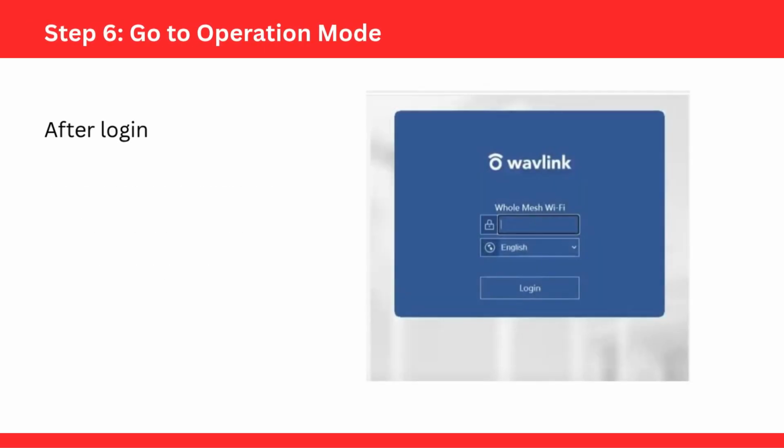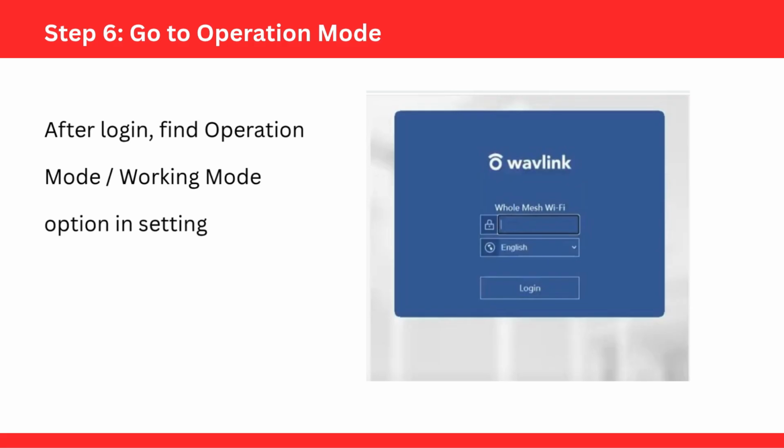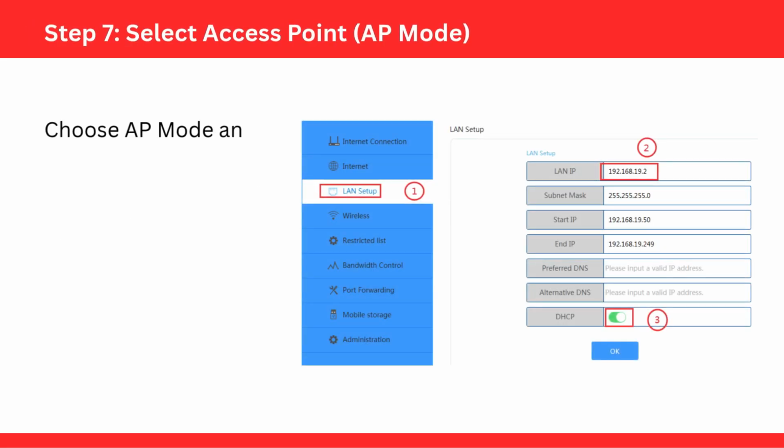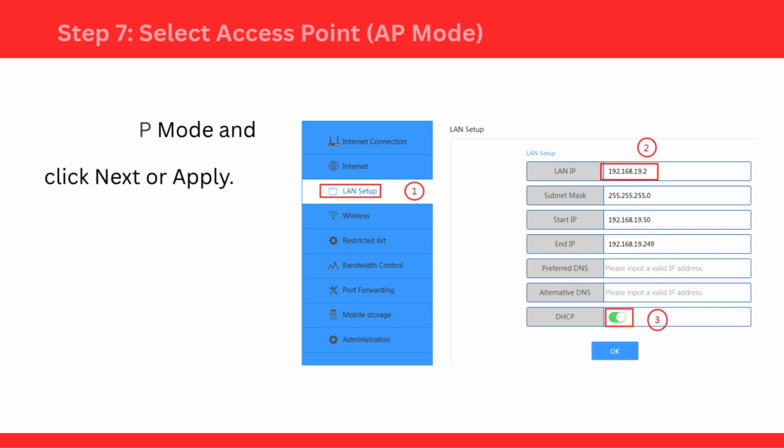Step 6. Go to operation mode. After login, find operation mode working mode option in settings. Step 7. Select access point, AP mode. Choose AP mode and click next or apply.